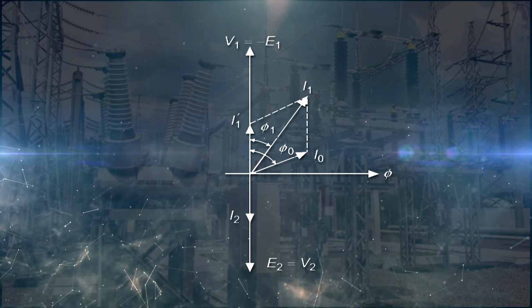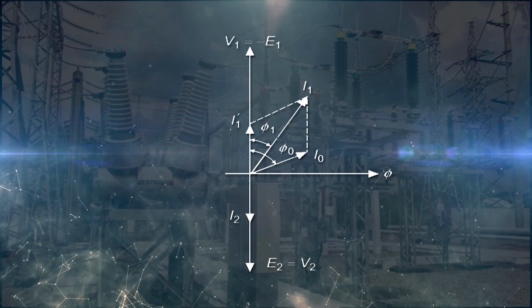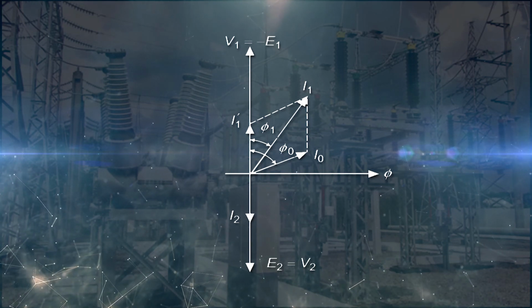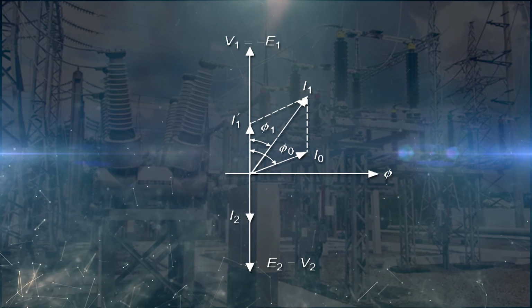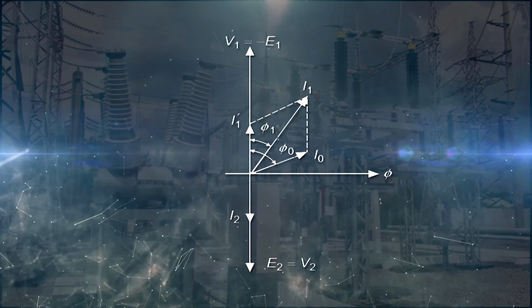Here you can see this I1 current is lagging the voltage V1 by phi 1, and this I0 current is lagging V1 by phi 0. This phi 0 is the phase angle at no load.